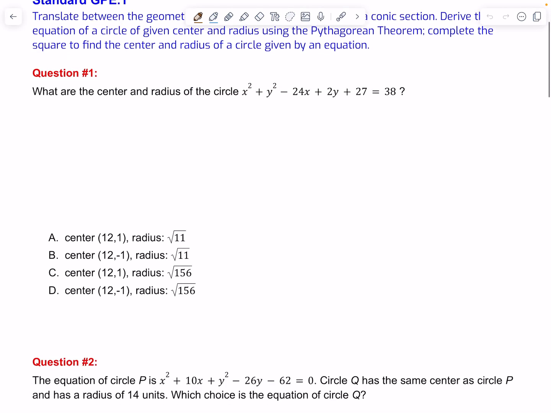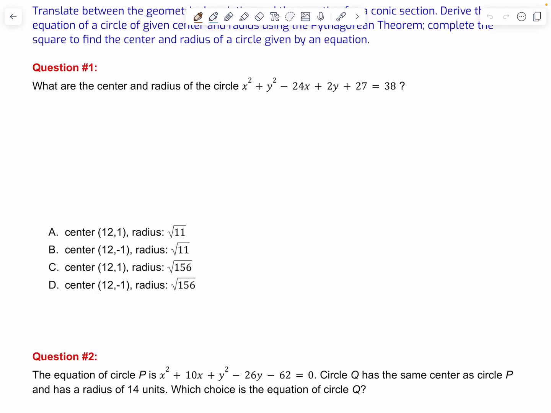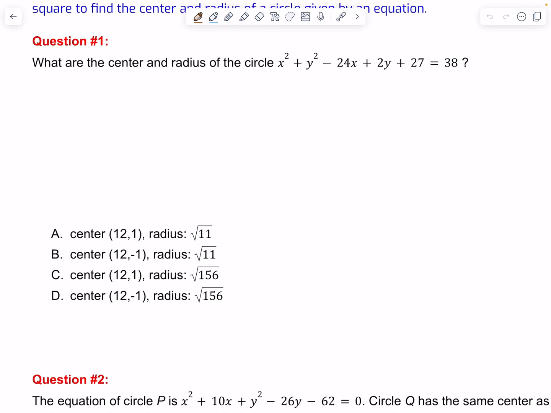All right, so question number 1 says, what are the center and radius of the circle? We're given this circle not in standard form, so we want to put it in standard form. So let's group the x terms together and leave a blank to complete our square. So x squared minus 24x, and then leave room to complete the square with a blank. And it's always plus that blank. Put a plus sign in the middle, then group the y terms together.